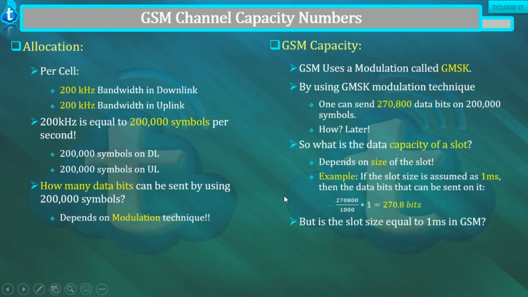But in reality, what is the size of the slot in GSM? Is it 1 millisecond or is it 1 second? No, it is 0.577 milliseconds, or in microseconds, 577 microseconds. So it is a little higher than half a millisecond, basically.